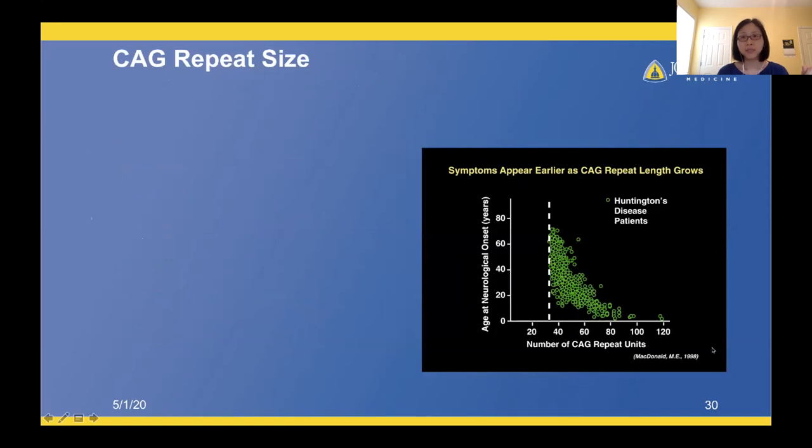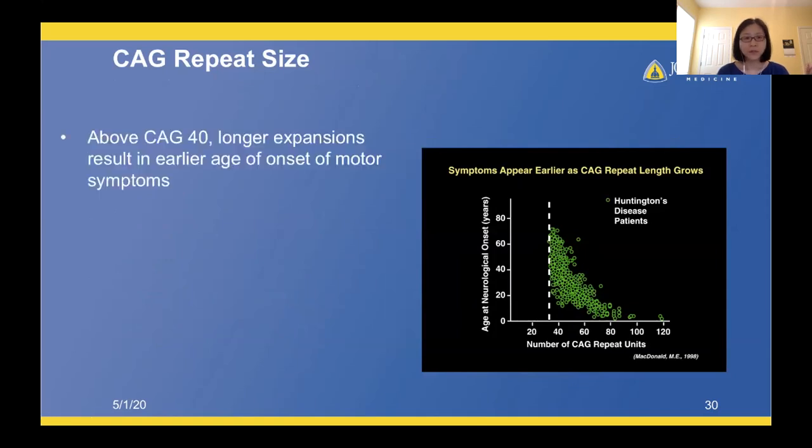A little bit more on CAG repeat size. As you can see on this graph here, above a CAG repeat of 40, longer expansions tend to result in earlier age of onset of motor symptoms. But as you can also see on this graph, there's a lot of variability. So somebody with an expansion length of 40, CAG repeat of 40, you can see the age of onset really ranges from under 20 years to somewhere in their 70s. So the CAG repeat length and age of onset association really accounts for maybe 50 to 60% of the variability.